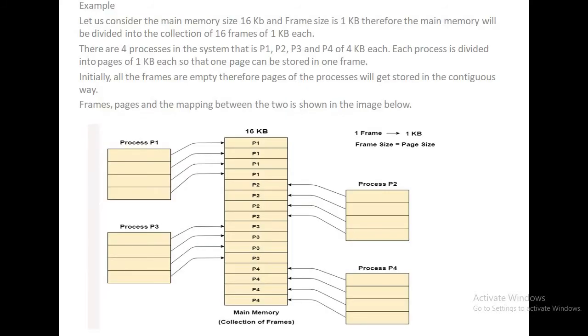Here is an example of paging. Let's consider the main memory size is 16 KB and frame size is 1 KB. So the main memory will be divided into a collection of 16 frames of 1 KB each.